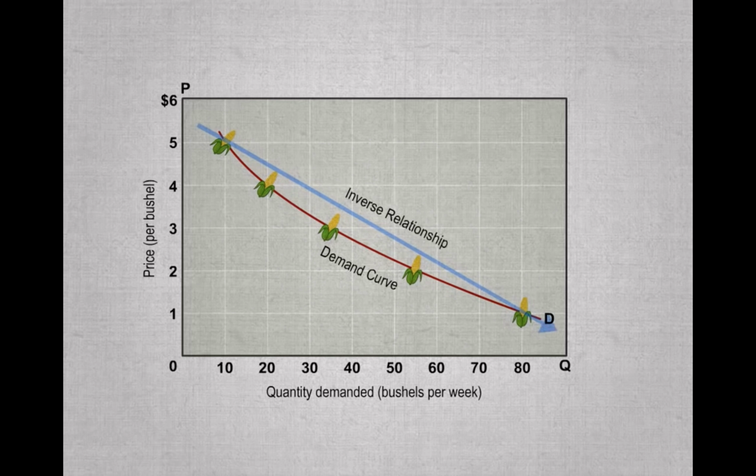Its downward slope reflects an inverse relationship that economists call the law of demand. So, what we understand is that, other things equal, consumers will buy more of a product as its price declines and less of it as its price rises.